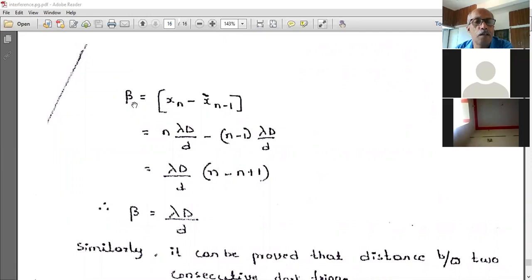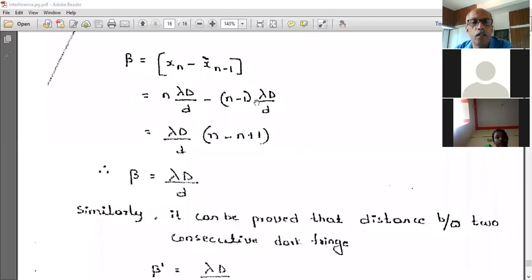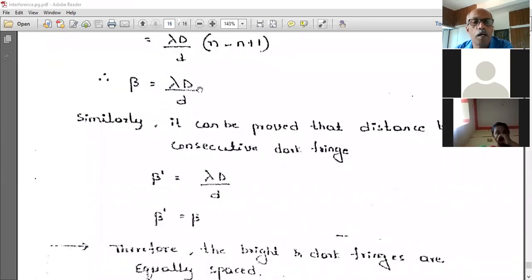For this case, the fringe width of a bright fringe will be xn minus xn minus 1. Xn is n lambda D by d, and xn minus 1 is n minus 1 lambda D by d. Simplifying, we take lambda D by d common. The remaining is n minus (n minus 1), that is n minus n plus 1, and n gets cancelled. The remaining is beta equals lambda D by d. This is the width of one bright fringe.